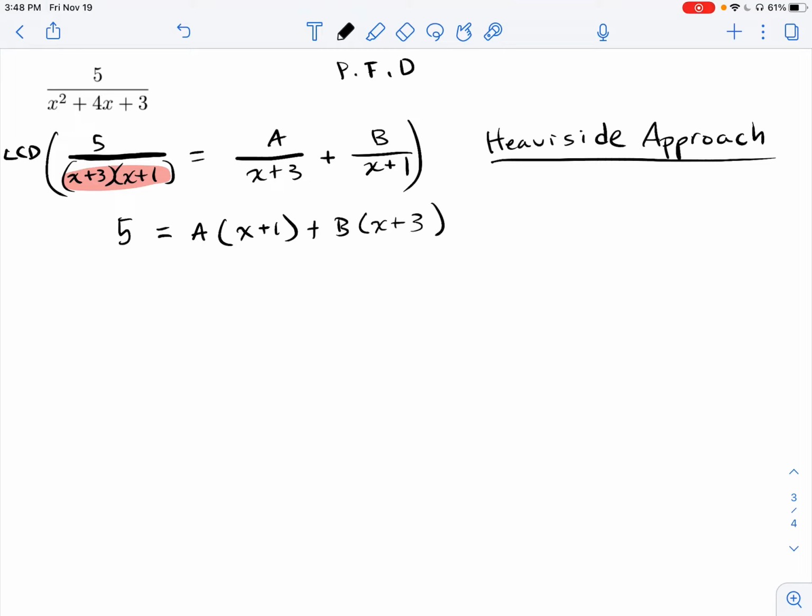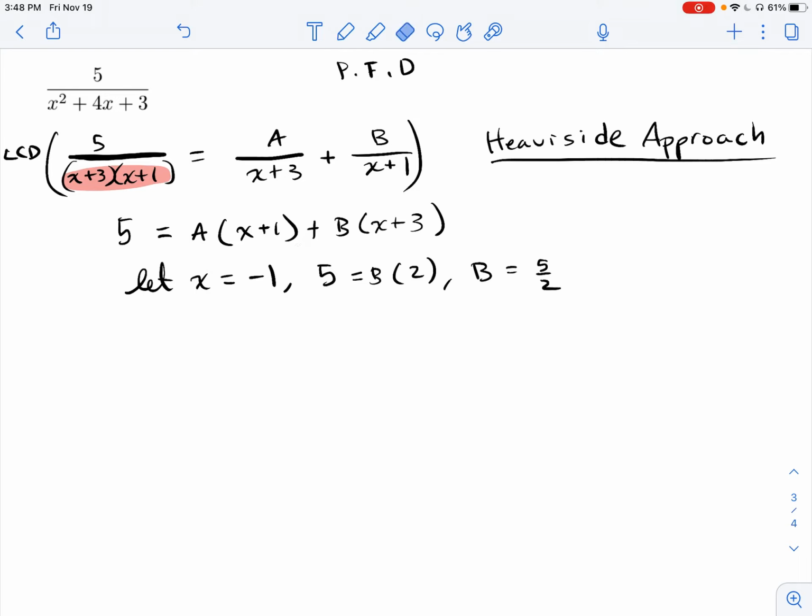Now, where we would normally set up a system of equations from here, Oliver Heaviside just pretty much said, nah. Instead of that, what can x be so that this entire A term would be eliminated? Well, if x is equal to -1, and I plug -1 into this equation, I then get the left side is still equal to 5, and the right side is B times (-1 plus 3), which is just 2. So that is to say, B is equal to 5 over 2.